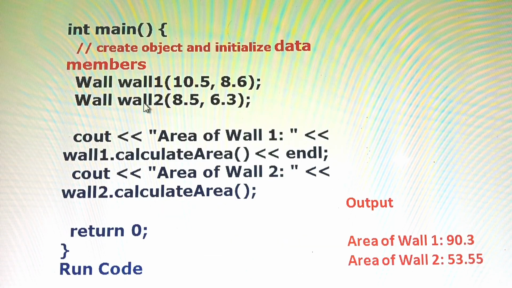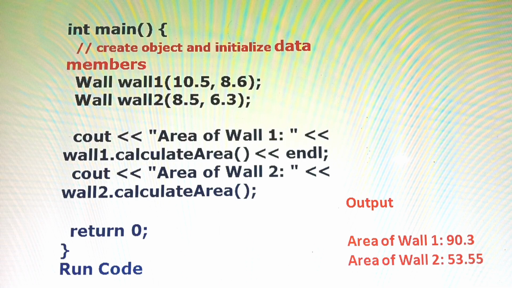Here create an object and initialize the data members. Okay, create the object of the class with initializing the data members. Here the class name is wall, and there are two objects, wall1 and wall2. Then give the value for length and height. This 10.5 passes to len, 8.6 passes to HGT. Okay, we have already initialized the variables in the class using the parameterized constructor.